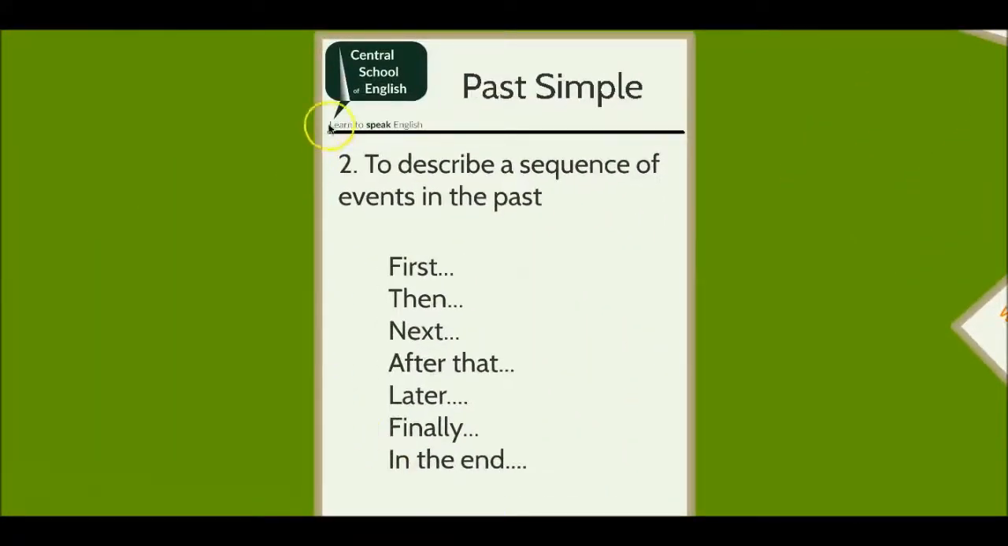We also use the past simple tense to describe a sequence of events in the past. When we describe a sequence of events in the past, we can use words like first, then, next, after that, later, finally, and in the end.